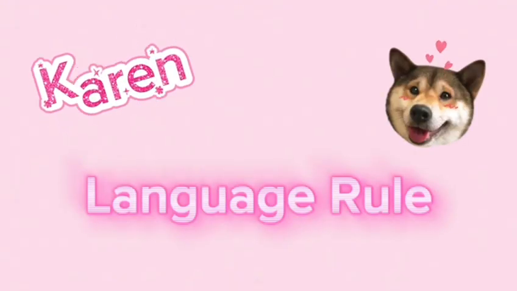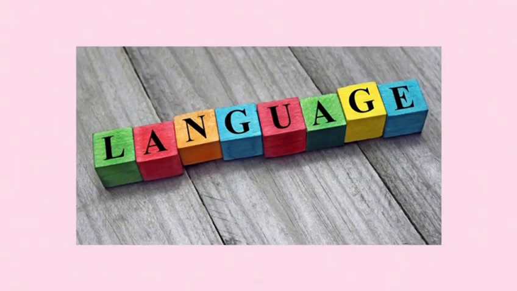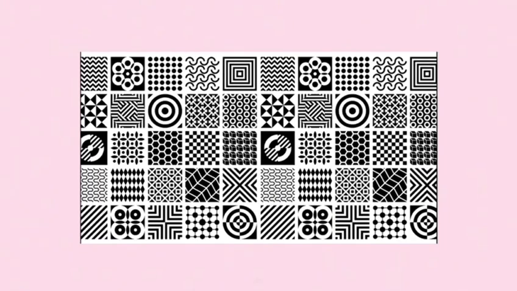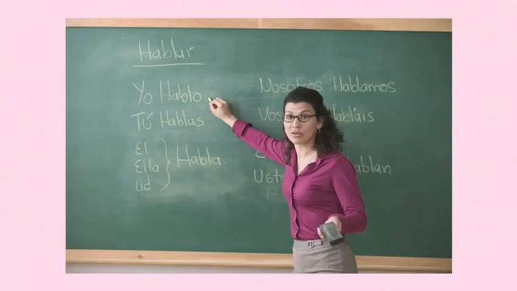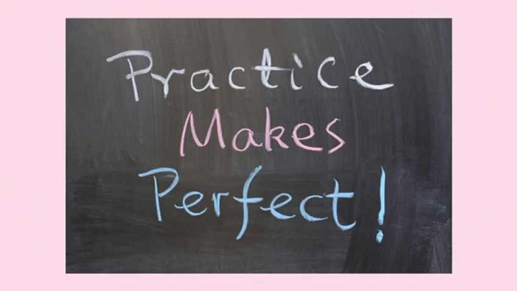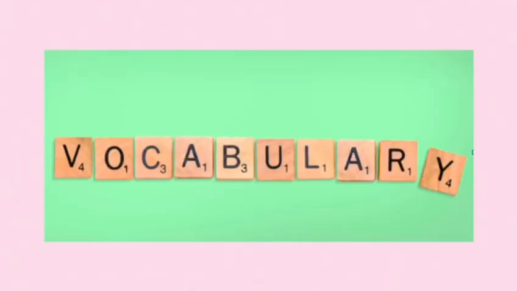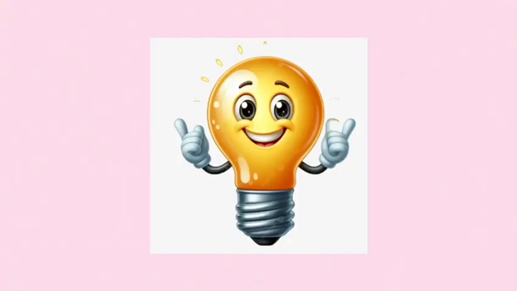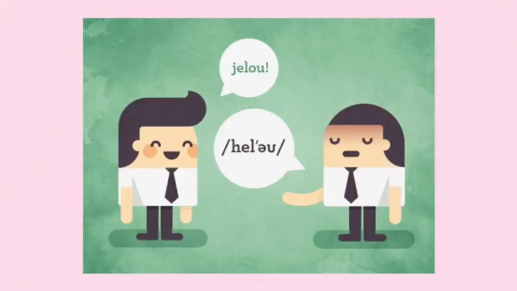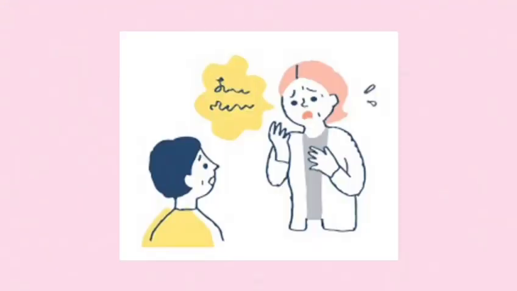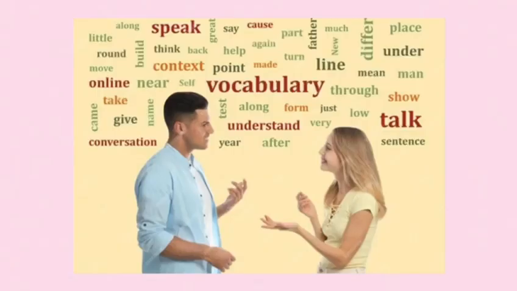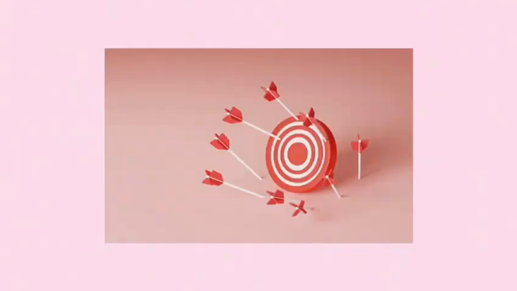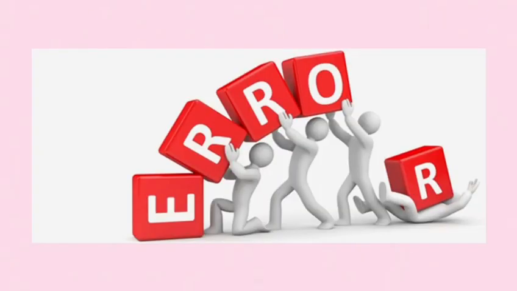Language role. In this method, language is seen as a set of patterns and structures. Grammar is not explicitly explained. It is practiced through drills. Vocabulary is introduced in controlled contexts. The focus is on correct pronunciation, intonation, and grammatical accuracy. The goal is automatic, error-free speech.